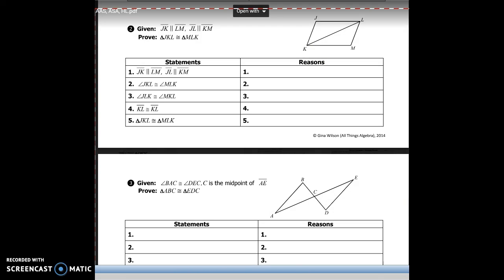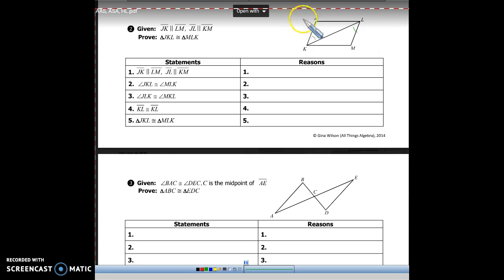Okay, now let's look at number 2 together. Given that JK and LM are parallel. So if these are parallel, then that means that this line here is a transversal. Remember, if I have parallel lines, that's going to tell me a lot about angles. Okay, so if these are my parallel lines, this is my transversal. That means that this angle and this angle over on this side are congruent because they are alternate interiors.